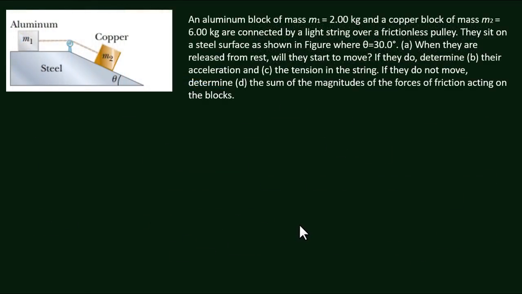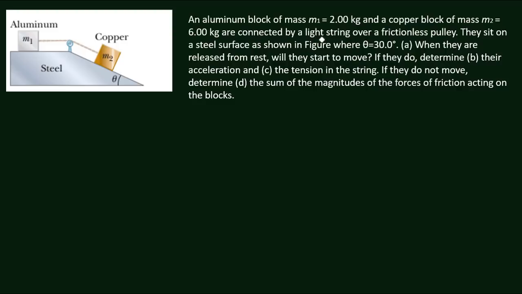Let's try to work on a different problem now. Here in this picture we have an aluminum block sitting on a steel surface tied to a copper block which is sitting on an inclined plane. So we have kind of everything in here: the inclined plane, the pulleys, everything together. The problem gives us masses of 2 kilograms and 6 kilograms. They are connected by a light string, which is a keyword.